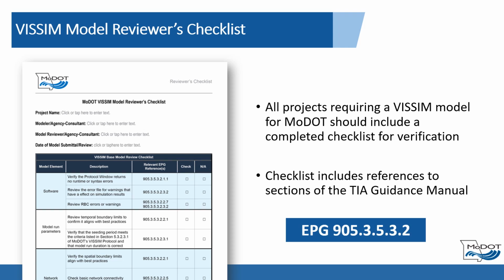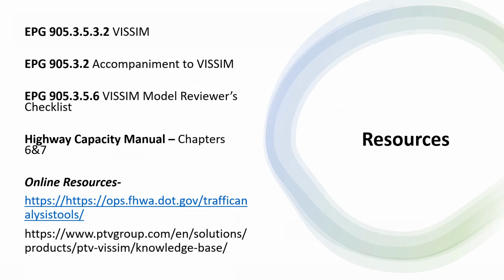The items in this checklist accompany MoDOT's EPG 905.3.5.3.2. Modelers and reviewers should refer to this section if they need clarification on MoDOT's best practices regarding Vissim. The HCM6 contains an abundance of information about using Vissim as an analysis tool. For further information, reference the MoDOT Engineering Policy Guide, EPG 905.3.5.3.2. The links shown here navigate to FHWA's Traffic Analysis Toolbox and to the PTV Group Vissim resource page, which includes additional tips, techniques, and examples.